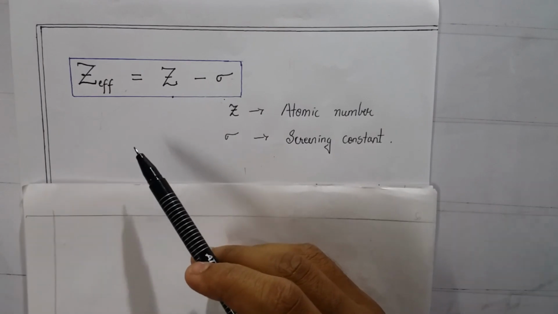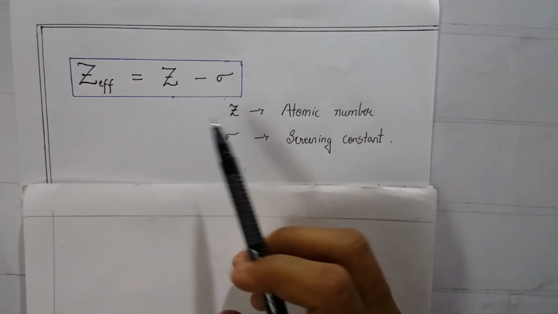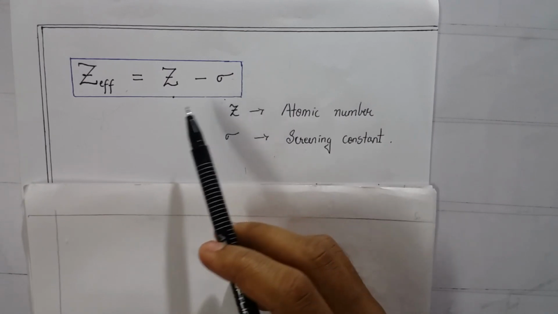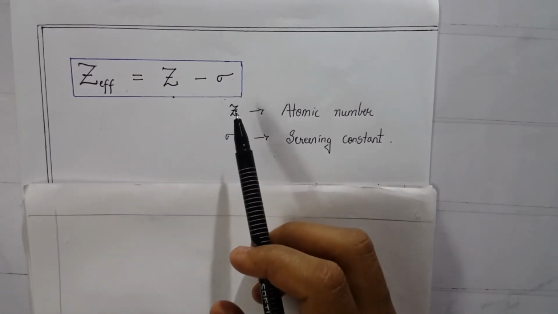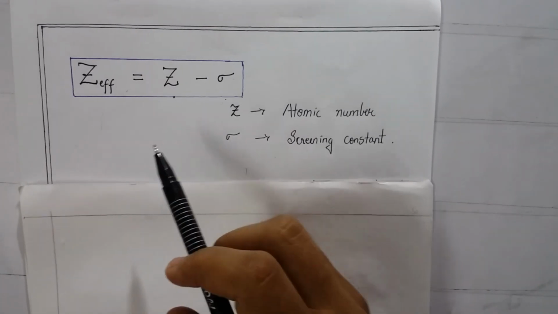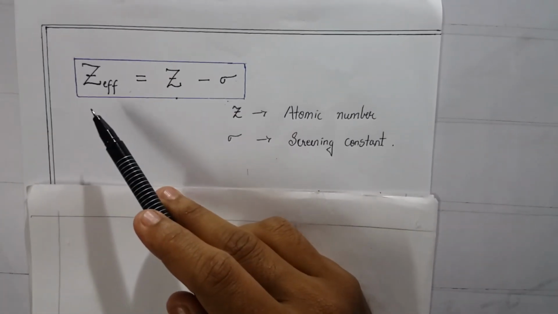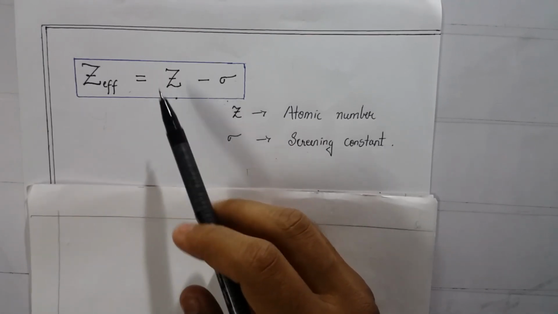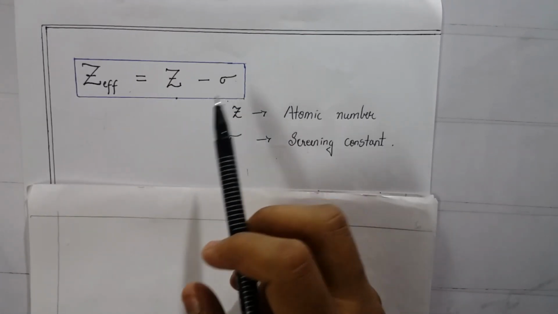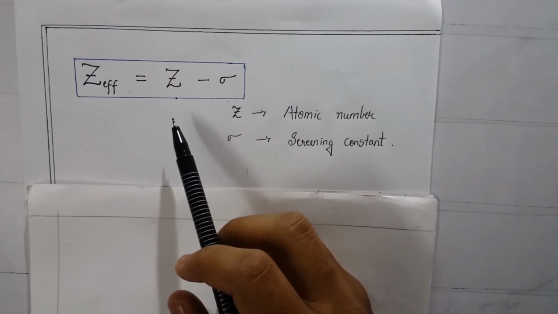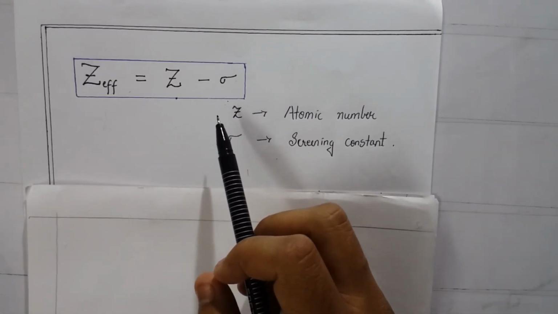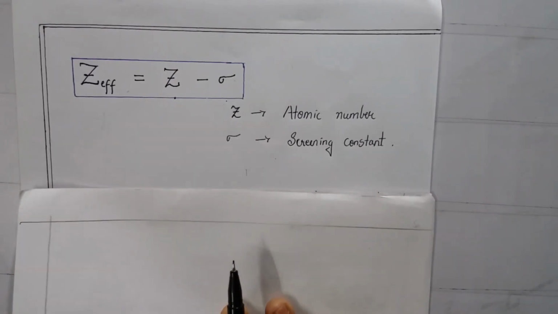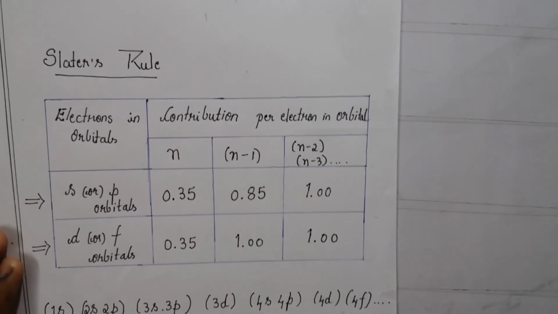As we have discussed in the previous video, Z effective, that is the effective nuclear charge, and sigma, the screening constant, and the factors affecting Z effective and sigma. Now the next part is how to calculate the Z effective. To calculate Z effective, we have to know the values of these two terms, Z and sigma. We already know the value of the atomic number. Now sigma, or the screening constant, is calculated by following a certain set of rules called Slater's rule.